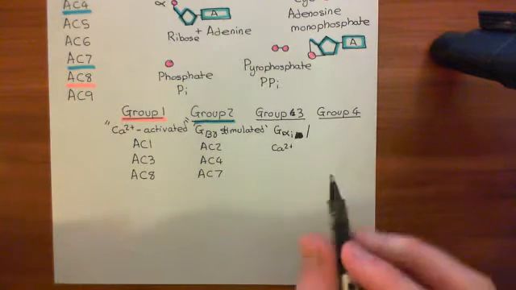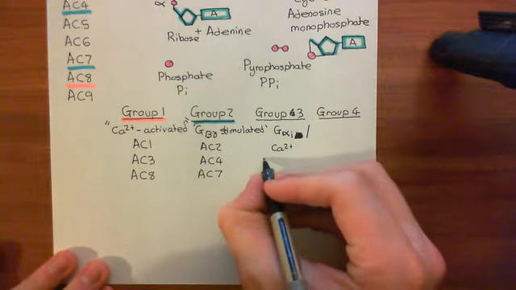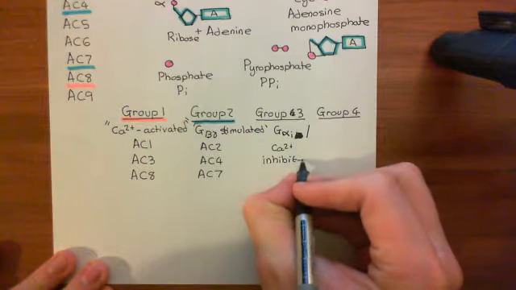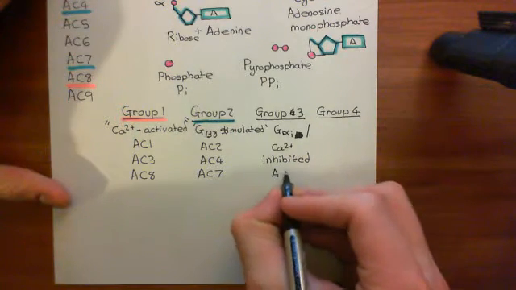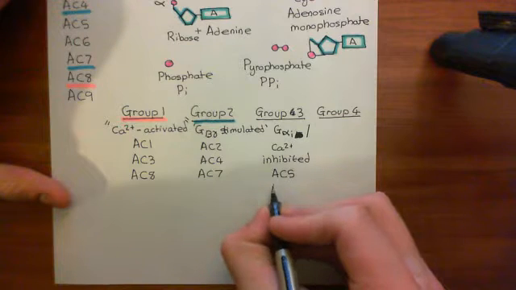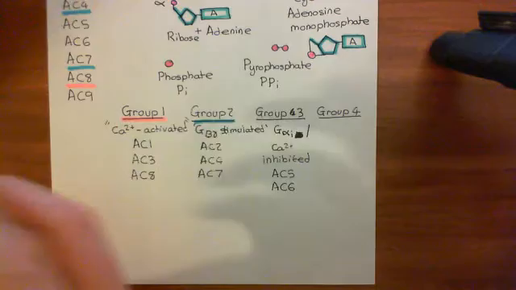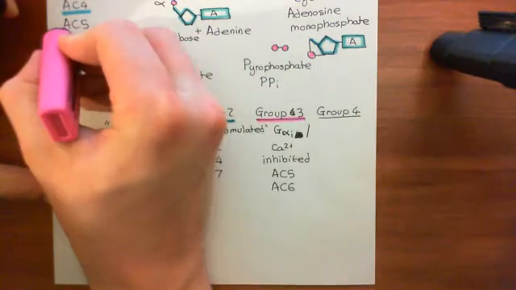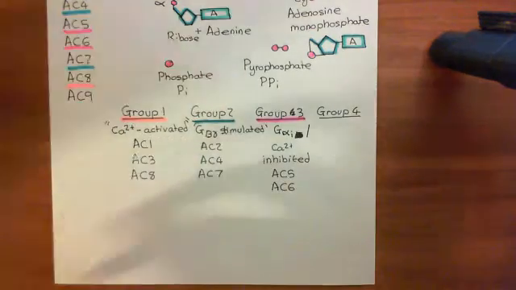And group 3 is the G-alpha-I / calcium inhibited family of adenylyl cyclases and contains the two adenylyl cyclases, adenylyl cyclase 5 and adenylyl cyclase 6. Okay, so let's highlight these ones. So I have group 3 in vivid purple here, and we've got adenylyl cyclase 5 and adenylyl cyclase 6.